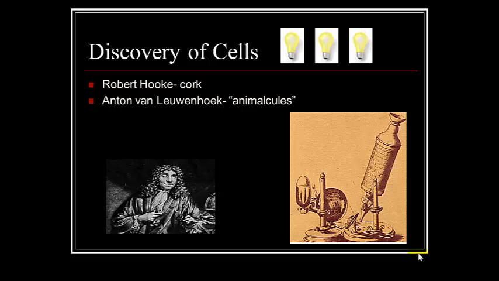The first scientist we're going to speak about is Robert Hooke. Robert Hooke was doing experiments with cork, like a cork board that you post things on, or the top of a wine bottle. I think he actually took small slices of cork and looked at them under a microscope.